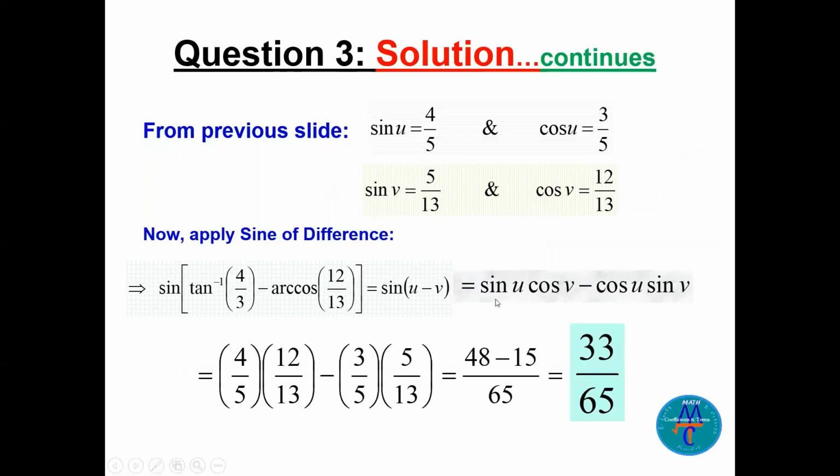Put the formula. Sine of u we have 4 over 5. Cosine of v we have 12 over 13, minus cosine of u, 3 over 5, sine of v, 5 over 13. So you add and subtract the fractions, you get 33 over 65.